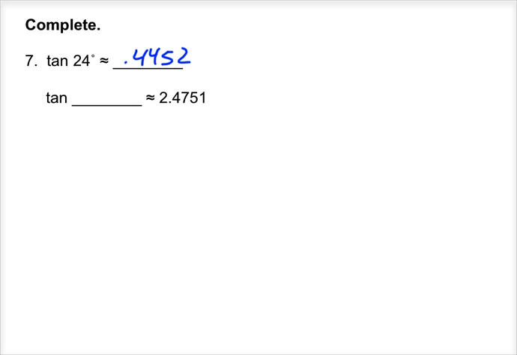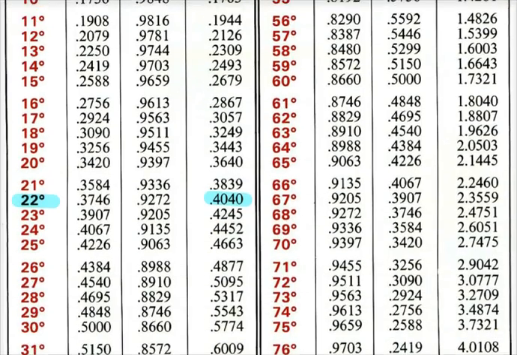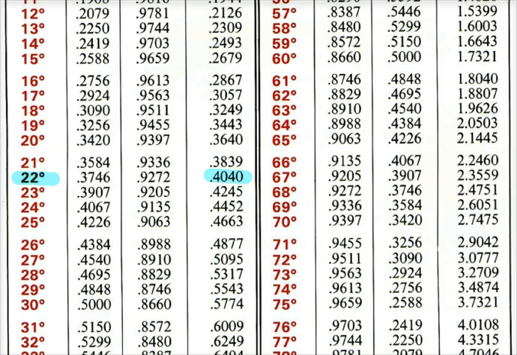Now, the next part: the tangent of what angle is 2.4751? Well, if I don't use my calculator, I go back and look in the tangent column for 2.4751, and I scan down until I can find that. And I notice that here's 2.4751, which means that it's going to be a 68-degree angle.